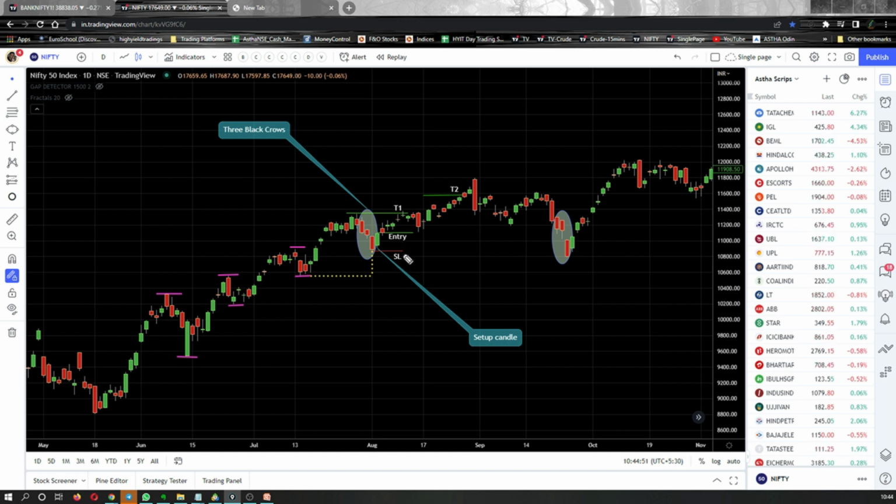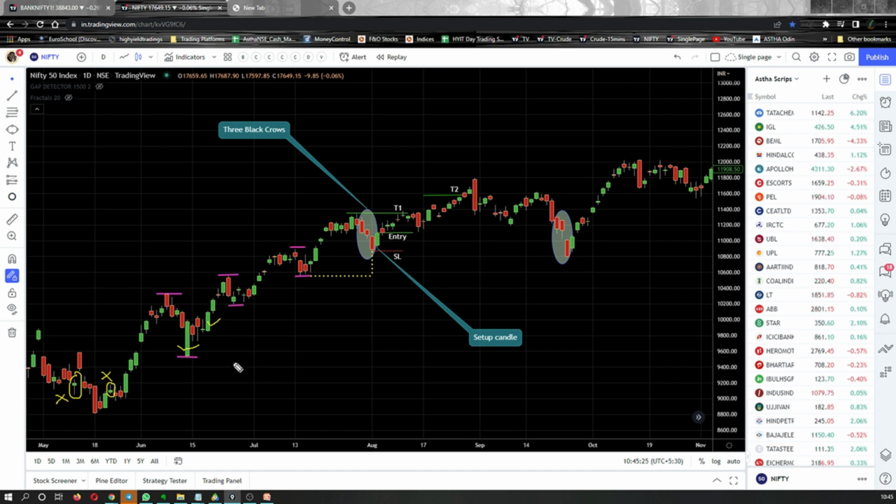Now, one more thing before I discuss the entry. The green candle which is formed here, make sure that it is a big enough green candle. It should not be like a green candle that we see here. Let's say this one. It should not be a green candle like this. We don't recommend this. It should not be a small green candle like this. We don't recommend this. We recommend green candles like this. We recommend green candles like this.